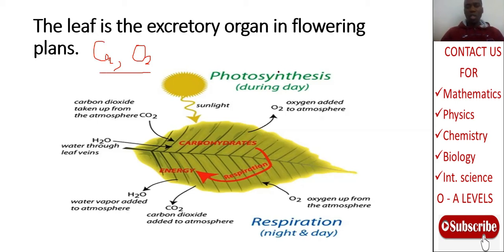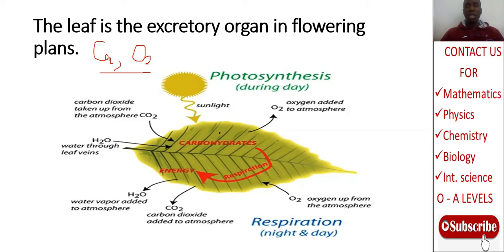Now, during the day, photosynthesis takes place. Remember, photosynthesis is simply the process by which green plants use the sun's energy to convert carbon dioxide and water into glucose and oxygen. So during the day, the leaf is going to produce oxygen, and oxygen is added to the atmosphere as a waste product.